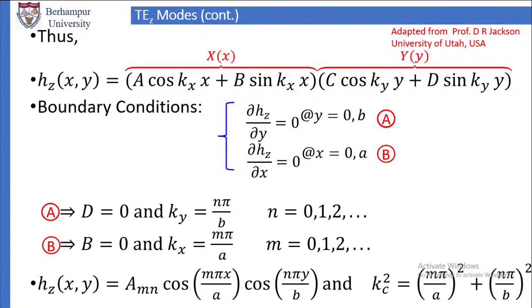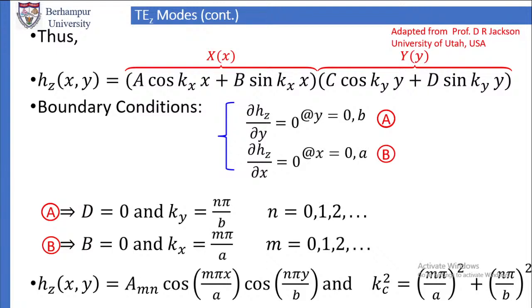Once you get B equal to 0, then you come to the first term, A cos kx x, and take differentiation of that with respect to x. That gives you sin kx x. Sin kx x has to be equal to 0 when x is equal to a, which means sin kx into a is equal to 0.